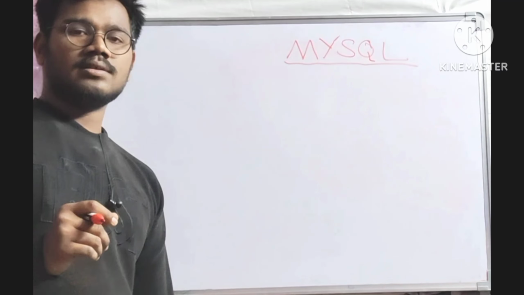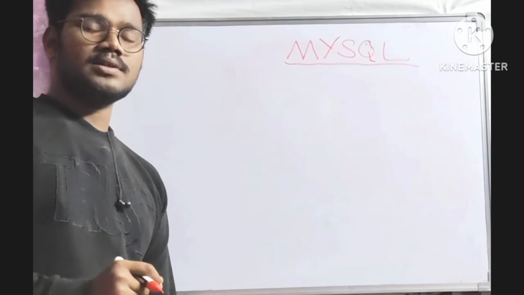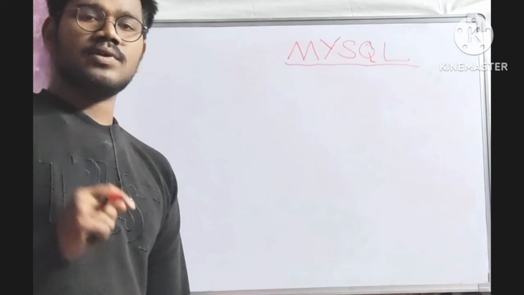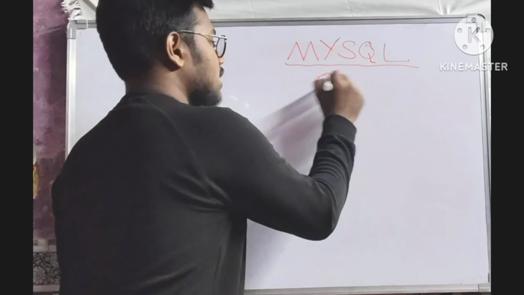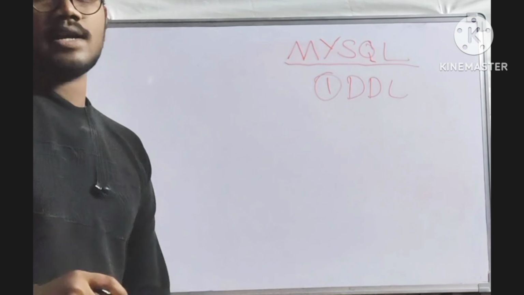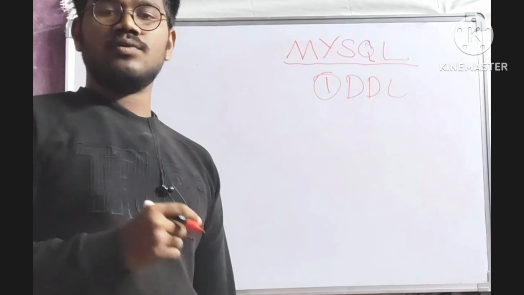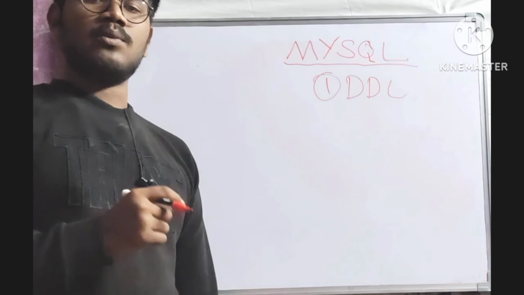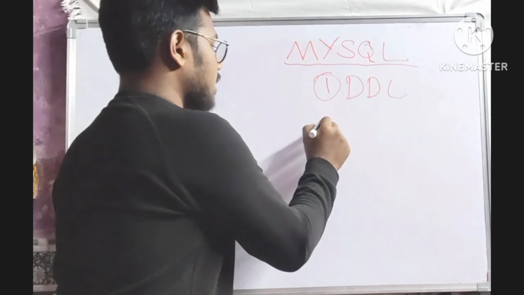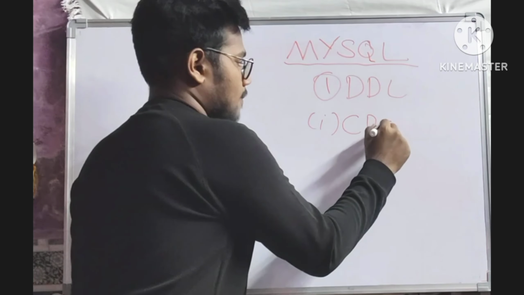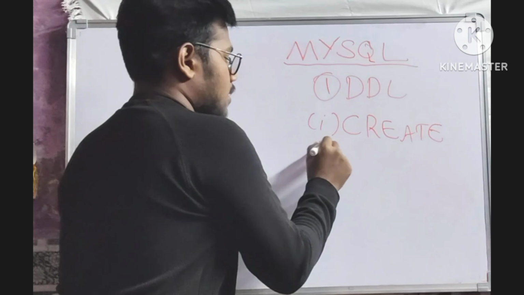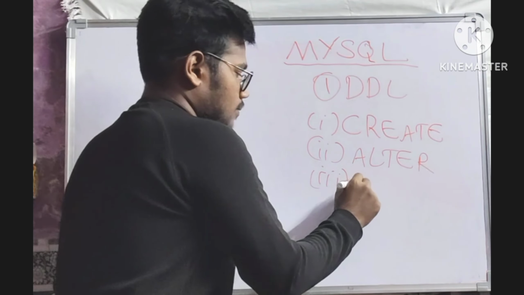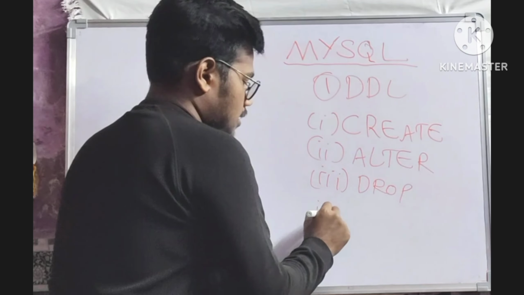As we already discussed the four types of MySQL command languages, let us discuss the types of commands present in each MySQL command language. The first MySQL command language is the DDL. As we already discussed, DDL stands for data definition language. With this we can define the table and the structure of a table. The DDL SQL command language contains commands like create, alter, drop and truncate.